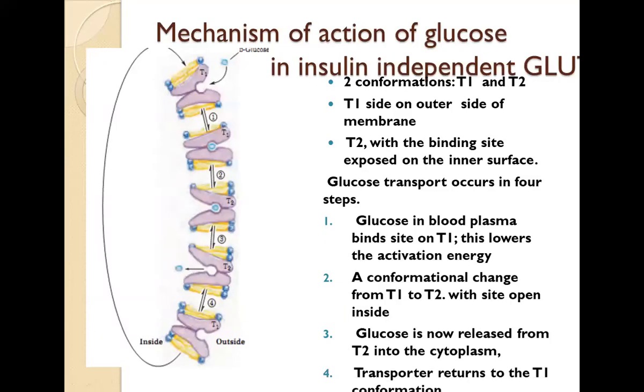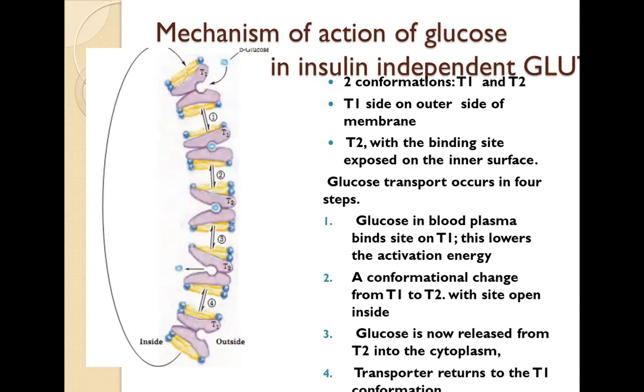In the previous class, we spoke about different types of glucose transporters, and we basically classified the glucose transporter as insulin dependent and insulin independent glucose transporter. Of that, let us first talk about insulin independent glucose transporter. The mechanism of action of both insulin dependent and insulin independent varies.